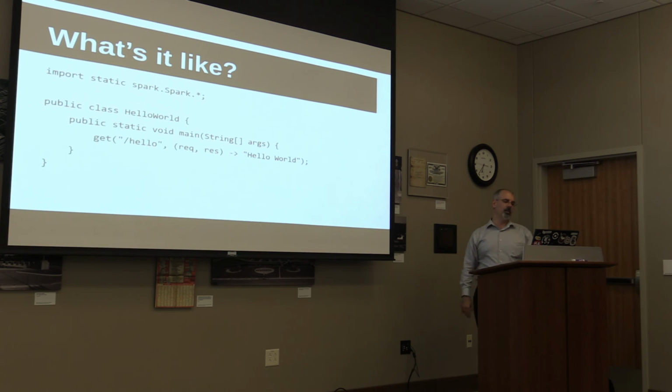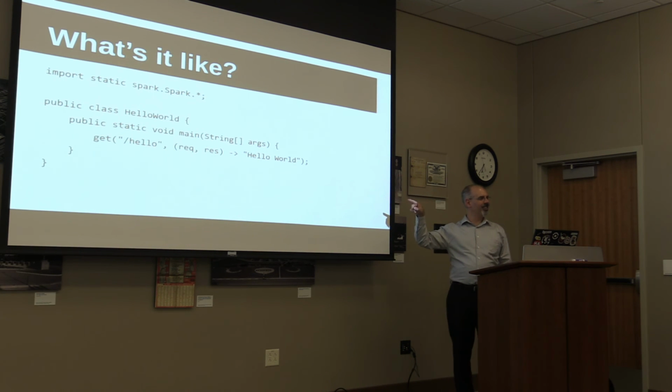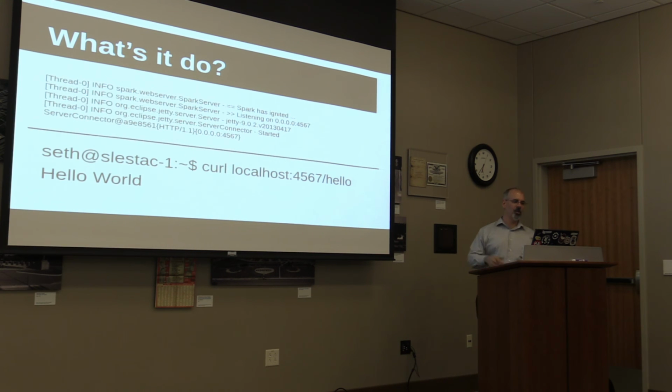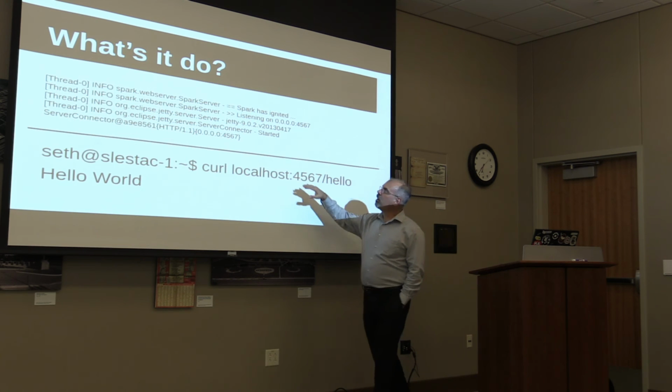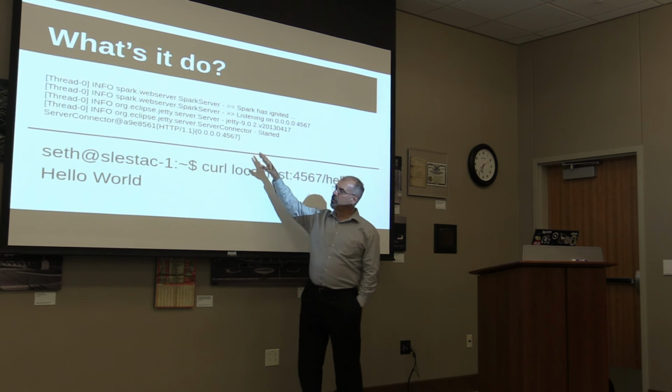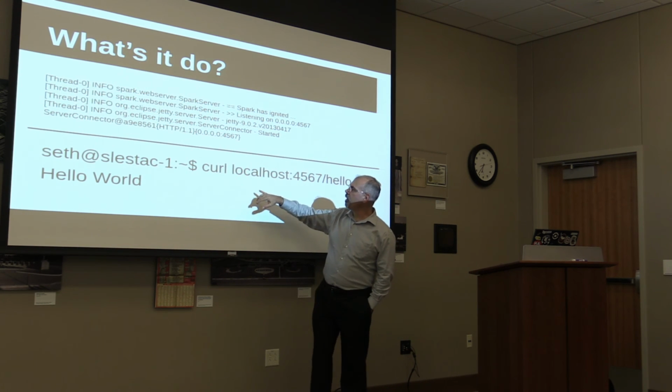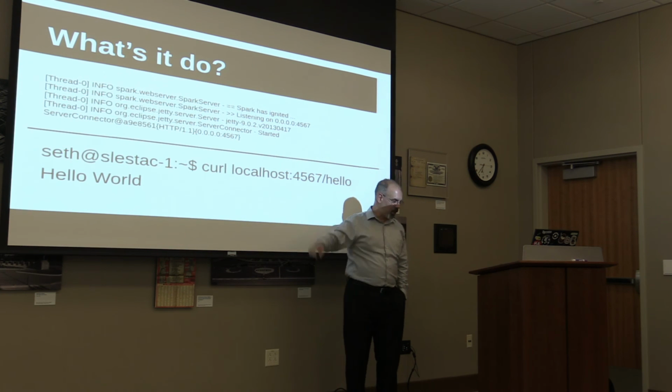What's it look like? This is the Hello World stolen right off their website, and it's 100% functional. This is a RESTful web service in Spark. And what does it do? Well, if you kick it off, and I'll show you this in a minute, it's going to fire up. It's going to throw a few messages. It's going to launch Jetty. And then if we kick off curl against it, we're going to get Hello World back.